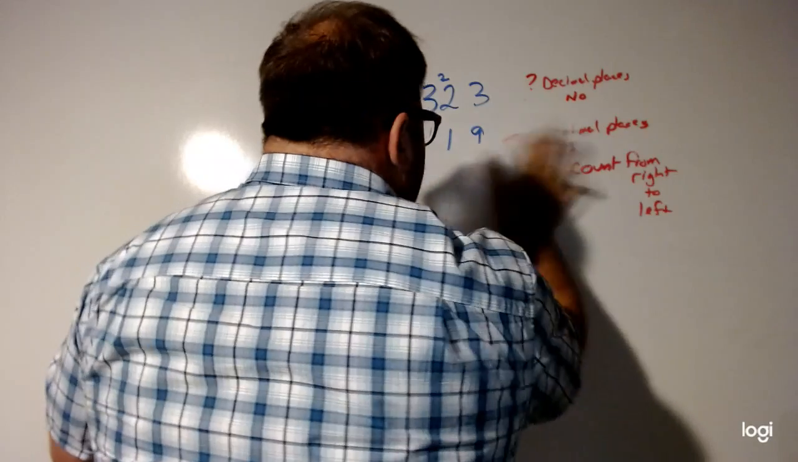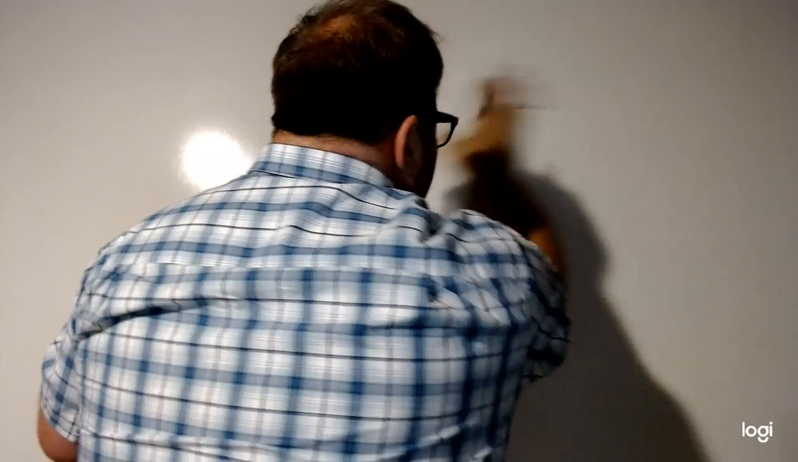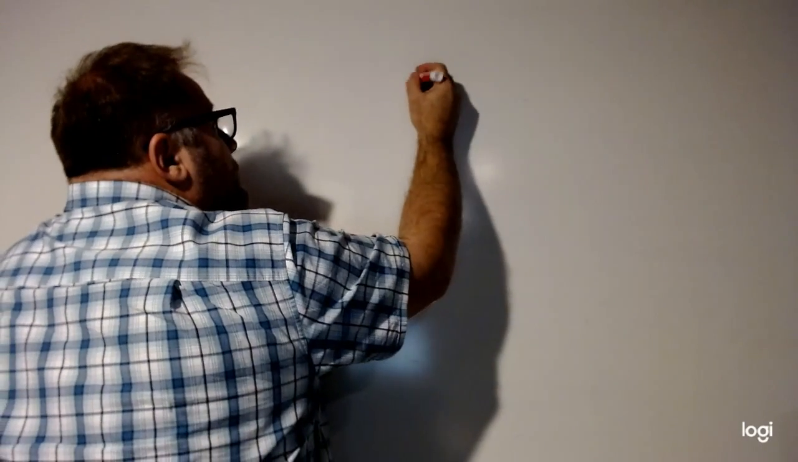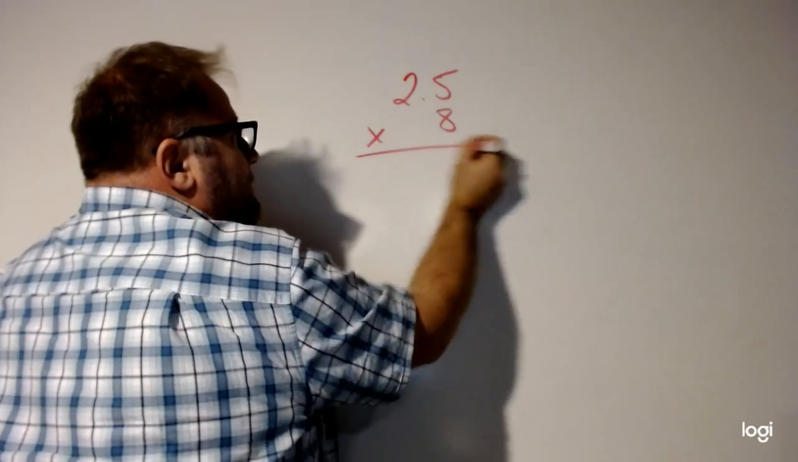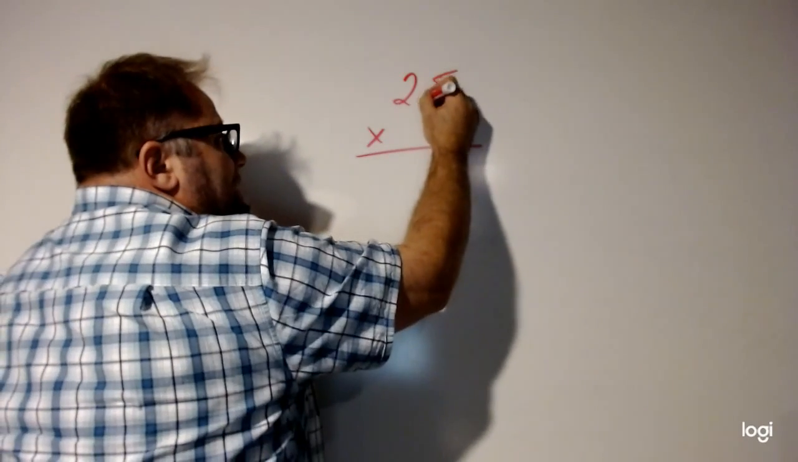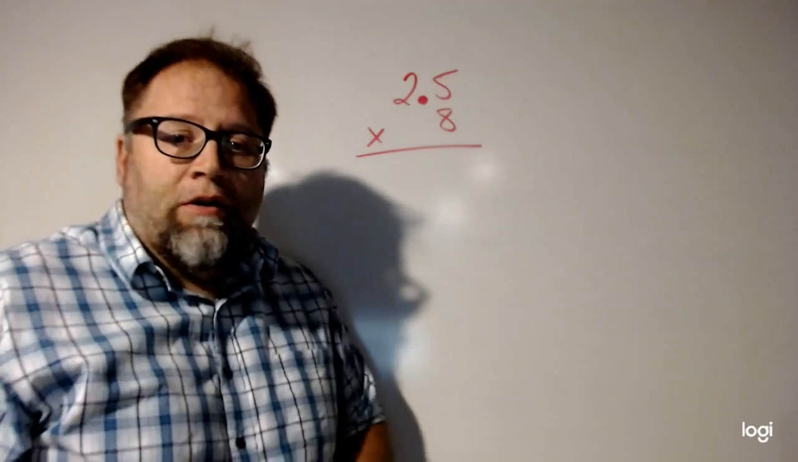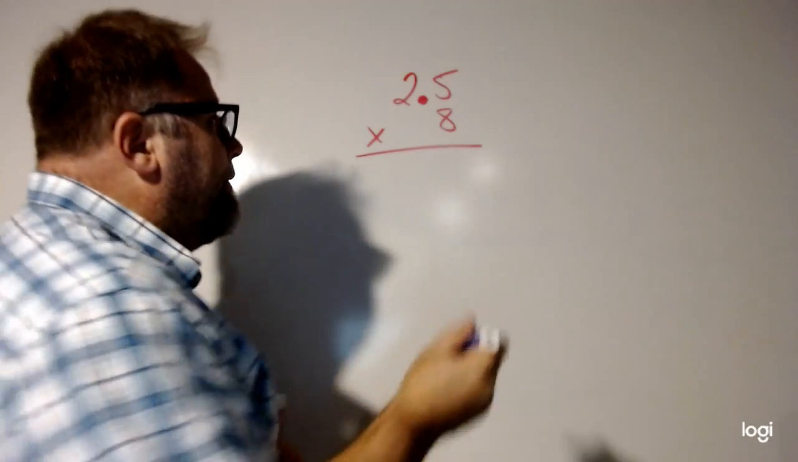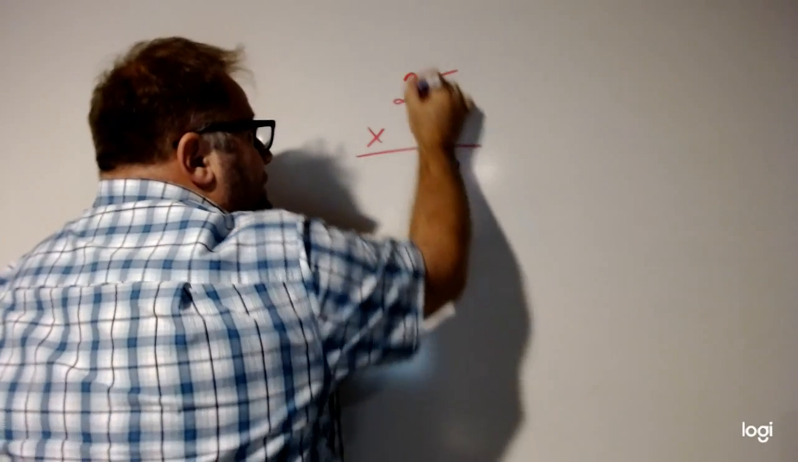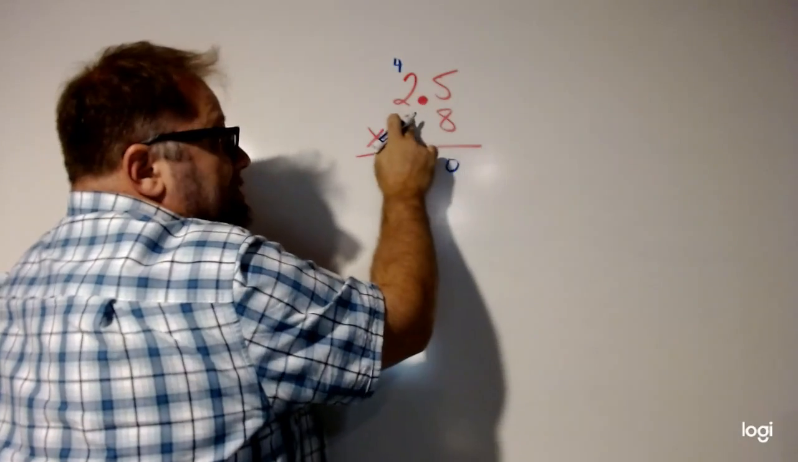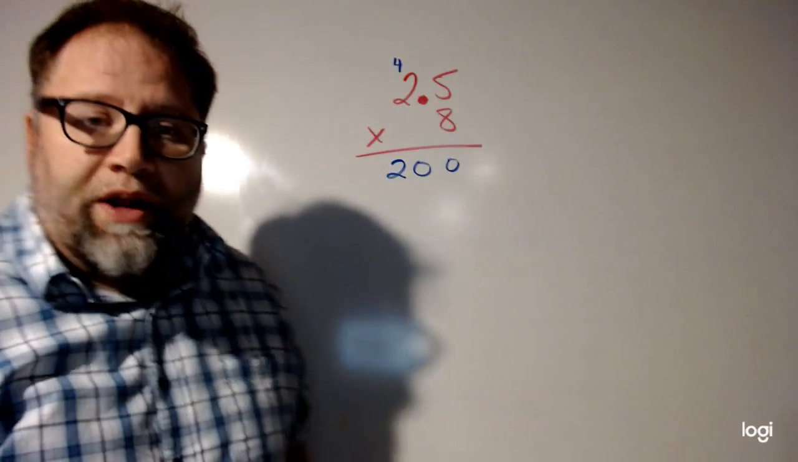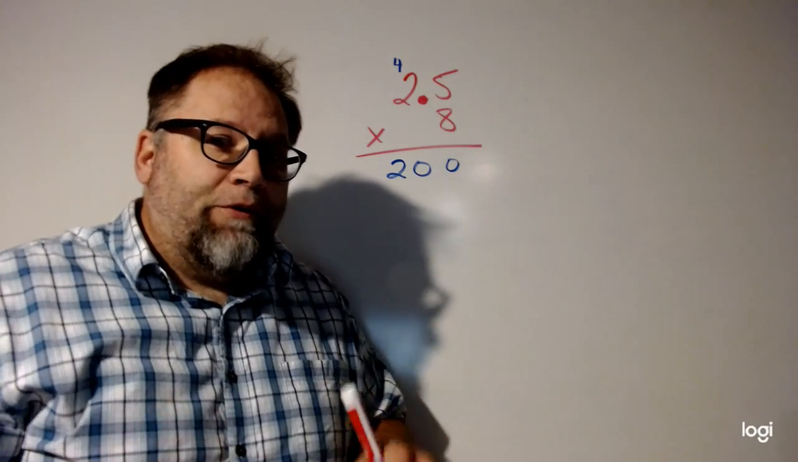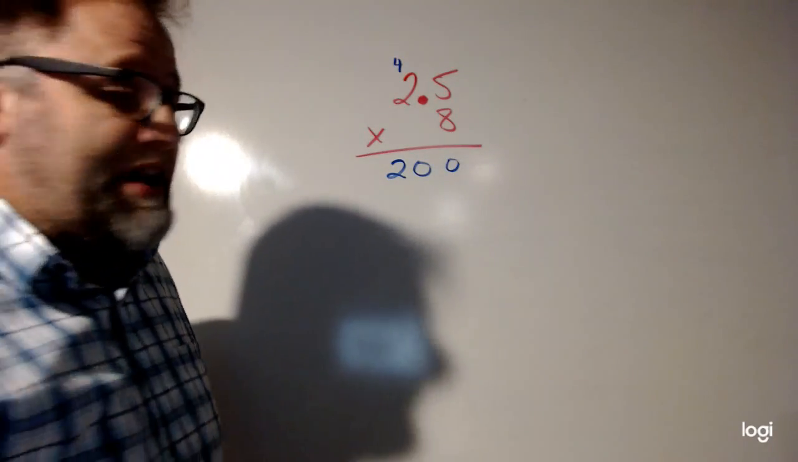Okay, let's do another one. And then we'll do one just to kind of test you. Okay, and we'll make it really kind of simple here. Let's do 2.5 times 8. Make my decimal a little bigger so you can see it. First thing we do is just the math. 8 times 5 is 40, carry the 4. 8 times 2 is 16, plus 4 is 20.